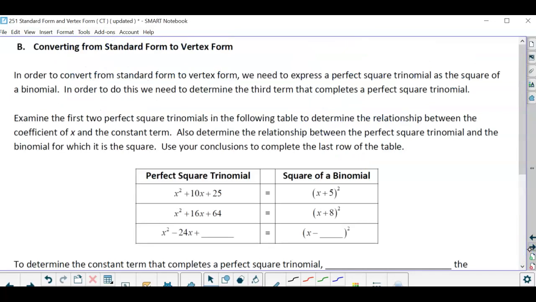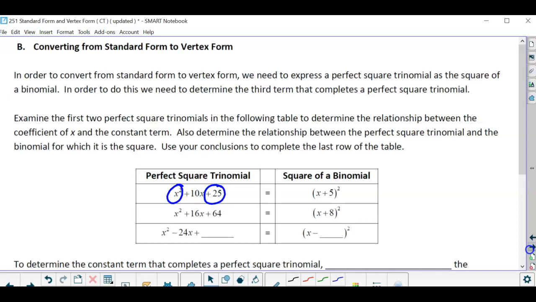Okay, going the other way is a little bit harder. In order to convert from standard form to vertex form, we need to express a perfect square trinomial as a square of a binomial. We have to work backwards. So we need to figure out what the third term is that would make a perfect square trinomial, because we're not always going to have that. So examine the first two perfect square trinomials to determine the relationship between the coefficient of x and the constant term. Also determine the relationship between the perfect square trinomial and the binomial for which it is squared. Use your conclusions to complete the last row. So here, x is the root of x squared, 5 is the root of 25.